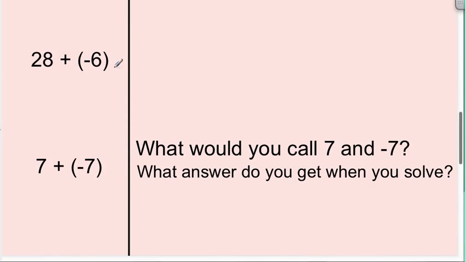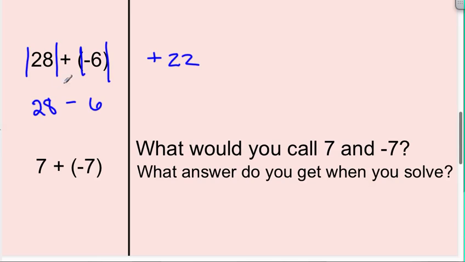All right, I'll do one more together with you. Here I go, I'm looking at these. What has the higher absolute value? The absolute value of -6 is 6. The absolute value of 28 is 28. So the higher absolute value is 28, so I know my answer is going to be positive. And from here, I just subtract. 28 minus 6 is 22.